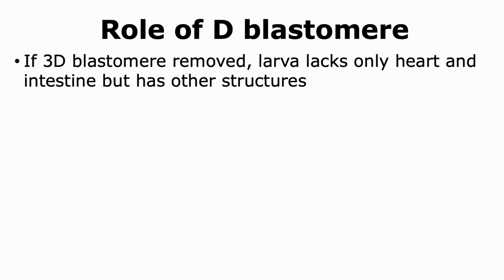Now let us look a little bit more at the role of the D blastomere in development. If the macromere 3D blastomere is removed, it is found that the larvae that develop lack only the heart and the intestine, but have the other bodily structures.